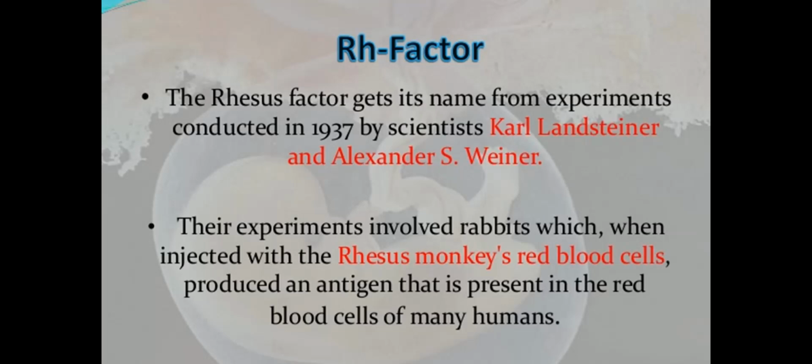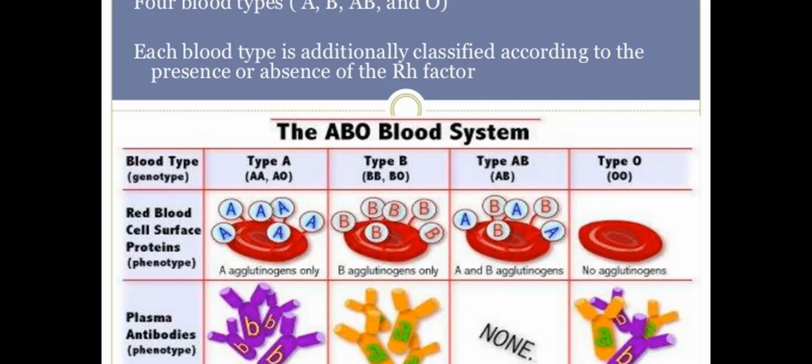Now what is the RH factor? The rhesus factor gets its name from an experiment that was conducted in 1937 by two scientists. Their experiment involved rabbits and monkeys. They injected rabbit blood into the rhesus monkeys, whose red blood cells produce an antigen that is present in the red blood cells of many humans. Now this is the picture.